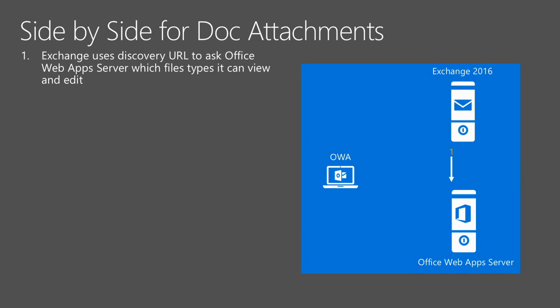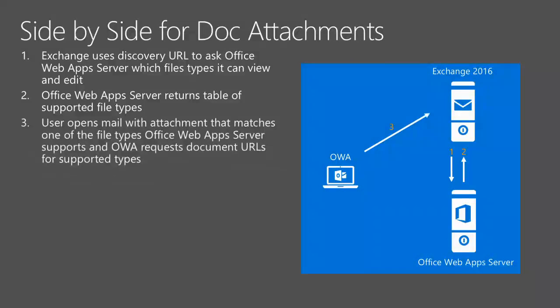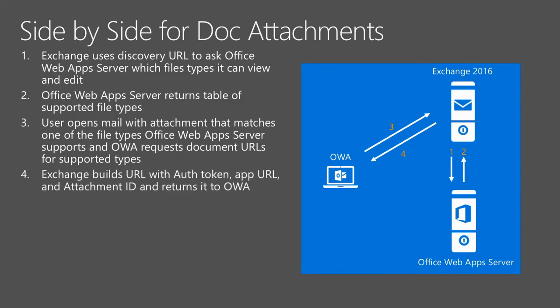So before you log on, before you do anything, Exchange has used a discovery URL to ask the Office Web App Server which of the files it can view and edit. So this will be stuff like .doc, .docx, .pdf, for example. So we'll say, okay, what file types should I be looking for in OWA? And they'll get a list back from that. And ideally, as we start to support more file types from the Office Online server, that table will get bigger. Whenever a user opens a mail with an attachment that matches one of those supported types, Exchange automatically goes and requests that document URL.